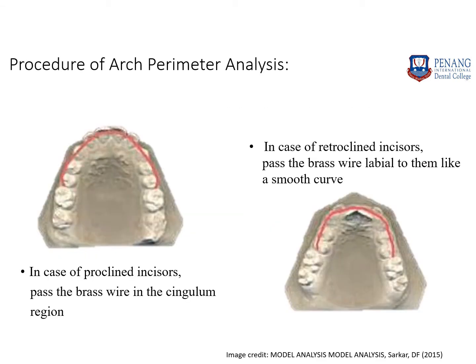Here are some variations on how you will pass the brass wire on the anterior teeth. In case of retroclined incisors, you will pass the wire labial to them in a smooth curve-like fashion. Whereas if the teeth are proclined, then you will pass the wire palatally in the cingulum region.